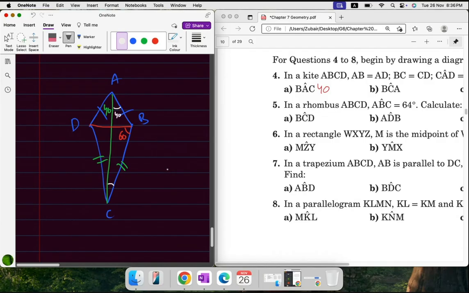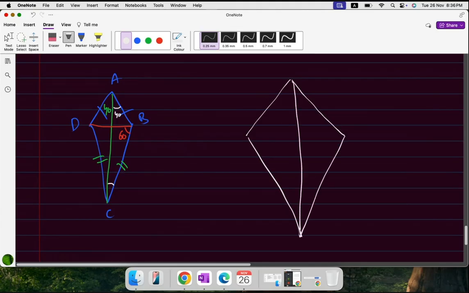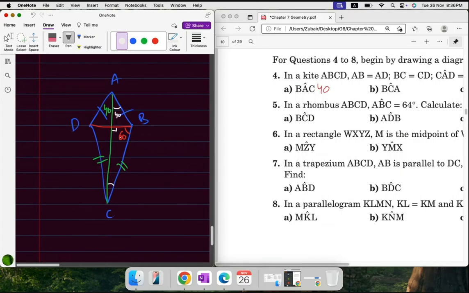Haris, any input? You are forgetting the geometry of the shape. The diagonals of the kite intersect at right angles. So it's 60 and this is 90. So 60 plus 90, this comes out to be 30 degrees.